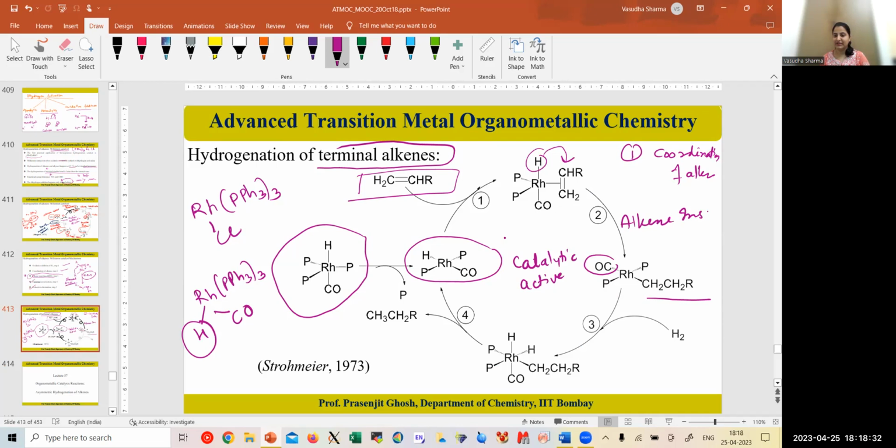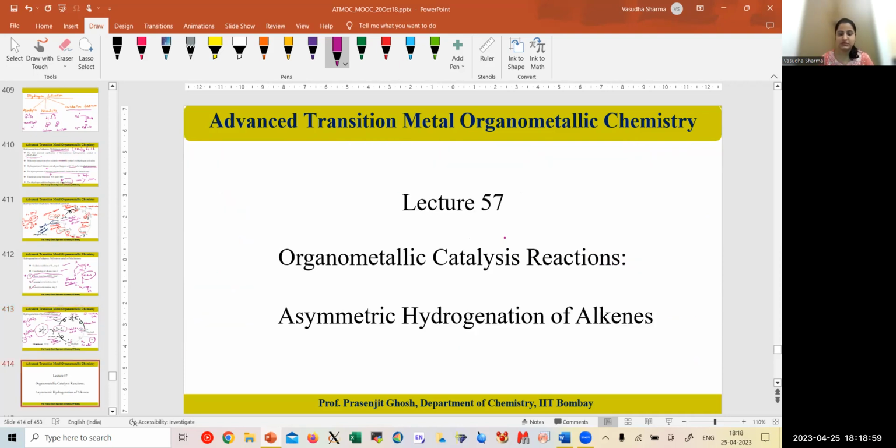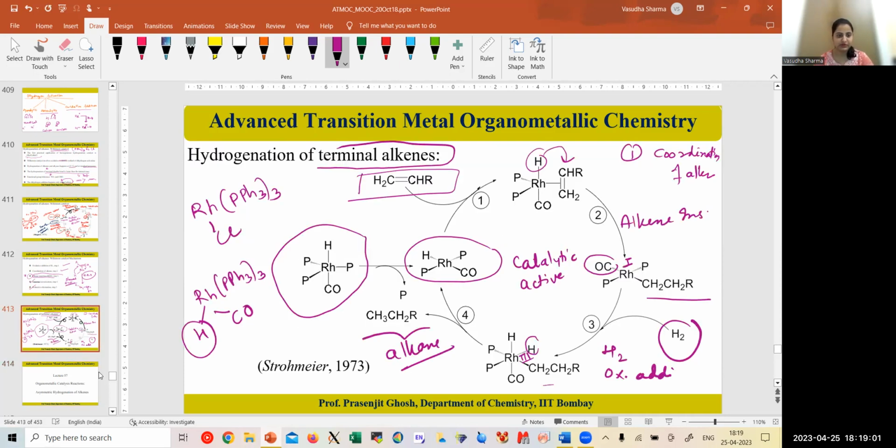But right now, we should not forget that we have an H2 also, which is going to hydrogenate. So the H2 oxidative addition now happens because it was still in the +1 state. It now has become +3 in nature. So both H and CH2CH2R, which are in cis positions, go and form the alkane product, and we generate the catalytic active species again. So this is the mechanism for this particular complex.